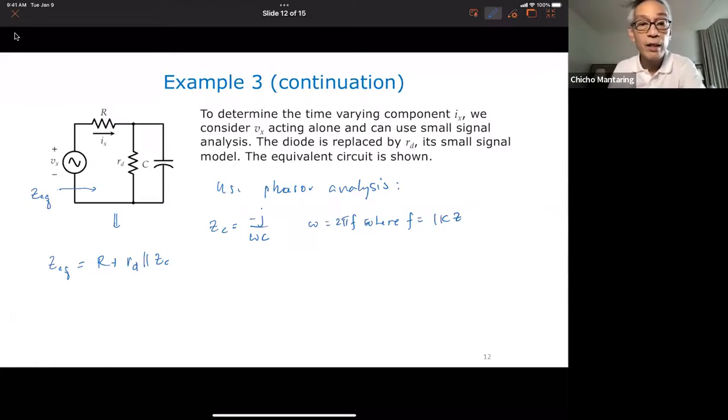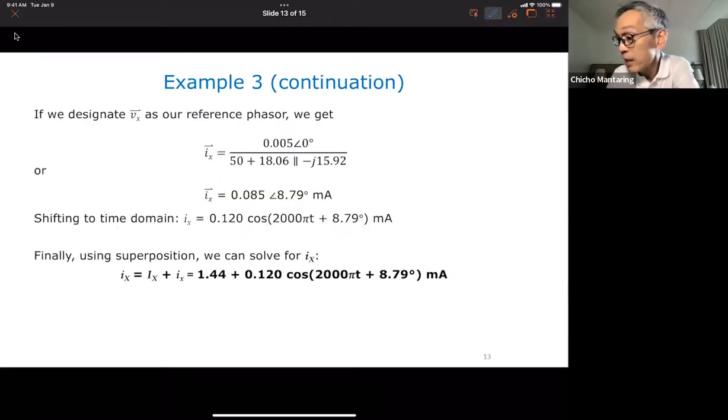Okay. So anyway, what is going to be the phasor I of x? The phasor I of x will just be the phasor V of x divided by Z equivalent. You just review your EEE 123, because we're running out of time. Okay. So this is now my phasor I of x.